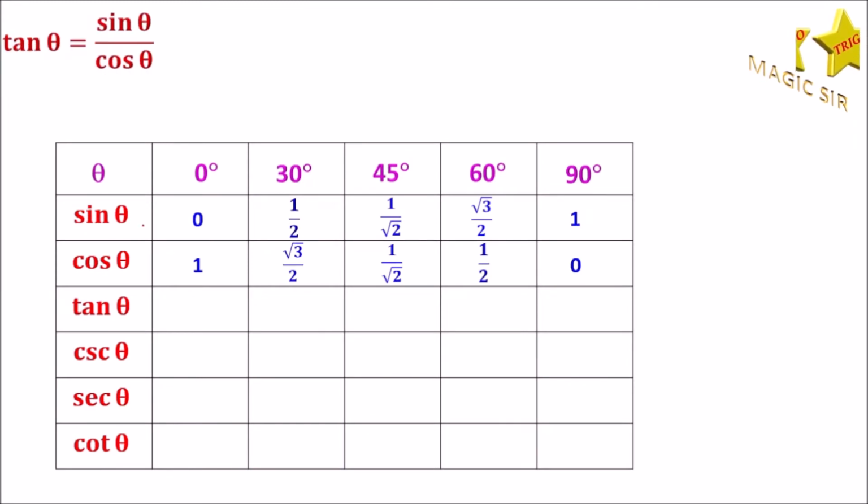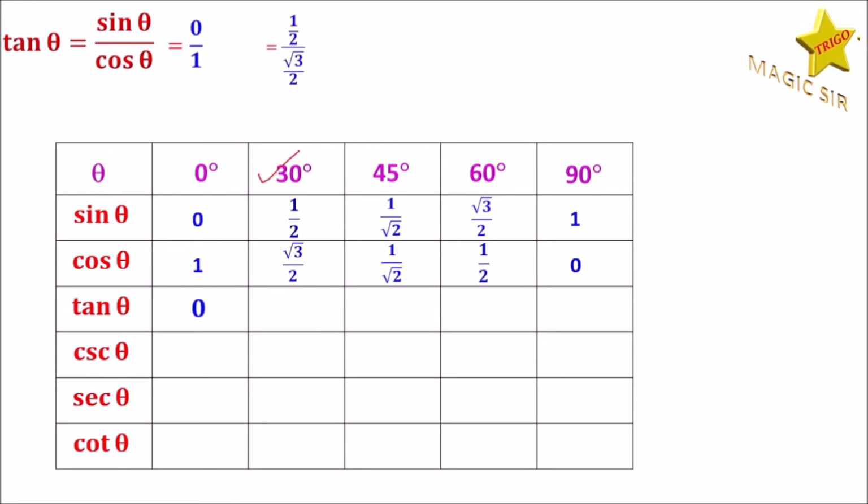We know that tan theta is equal to sin theta upon cos theta. For 0 degree angle, sin 0 degree is equal to 0 and cos 0 degree is equal to 1. So we put sin theta equal to 0 and cos theta is equal to 1. We know that 0 upon 1 is equal to 0. So we write tan 0 degree is equal to 0.